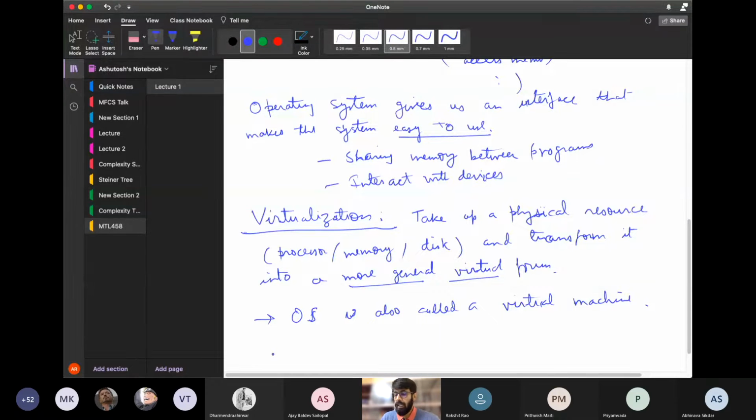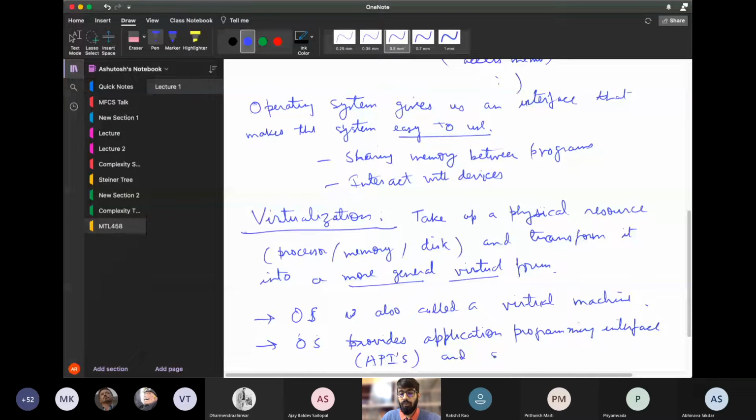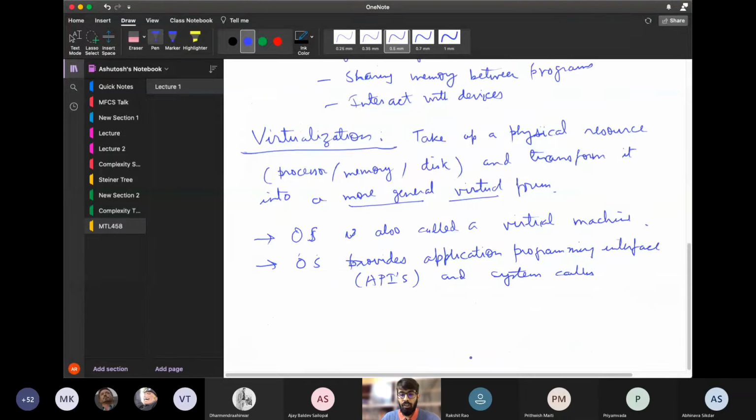So it provides some things like this thing called application programming interface. And we'll see what these things are throughout the course. In short, they are called APIs and system calls. Okay, so we'll also see what these system calls are. So these are some ways through which programs, and programs and users, interact with devices.